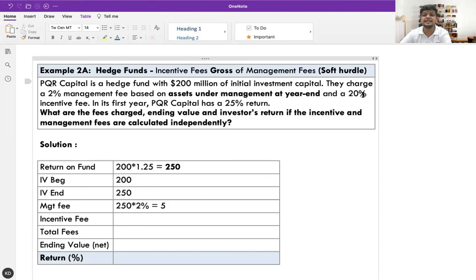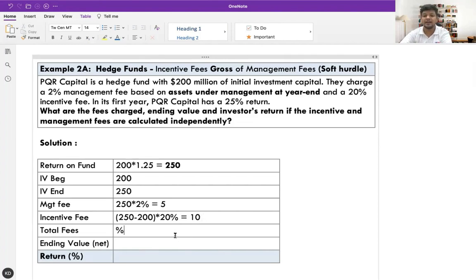And the incentive fee is 20%. Have they told the incentive is above a hurdle rate or something like that? No. That means it is on the entire return, which is a soft hurdle. Are you getting it? Soft hurdle is incentive on the entire returns. Clear? So how much should the incentive be on? 250 minus 200 and 20% on that. Are you getting me? Yes. 10 million would be the incentive fee. So total fees that you are going to pay is 5 fixed plus 10 as incentive. 15 million is the fees that you are going to pay.